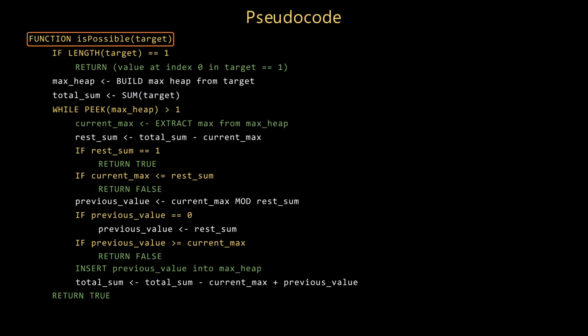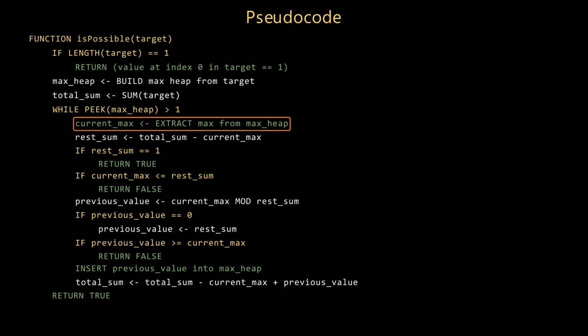Function is possible takes the target array we must reverse build from all ones. If the target has only one element, that lone value must already be 1, otherwise return false. Feed every target value into a max priority heap, same as build max heap in the solution. Accumulate all elements into total sum, our running total. The backward loop runs while the heap peak is greater than 1, matching the solution snippet.